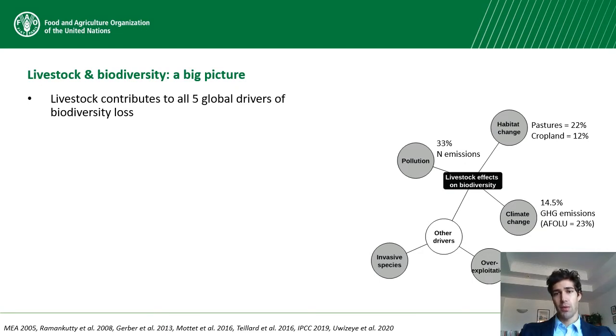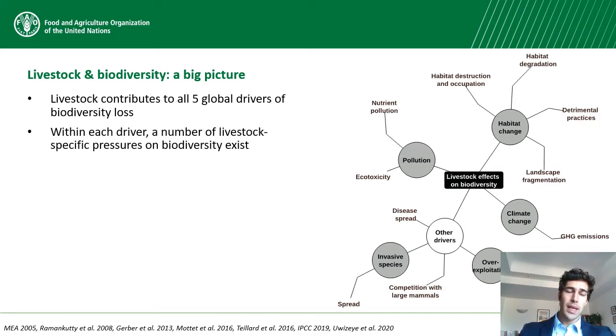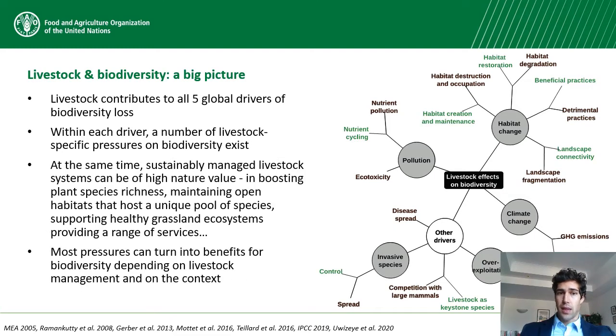The big picture has a negative side, the fact that livestock contributes to all 5 drivers of global biodiversity loss: habitat change, pollution, climate change, invasive species, and overexploitation. Actually, within each of those drivers, there are more specific pressures of livestock on biodiversity. So for habitat change, for example, it ranges from habitat destruction, deforestation for instance, to habitat degradation, some practices having detrimental effects. But there's also the positive side.